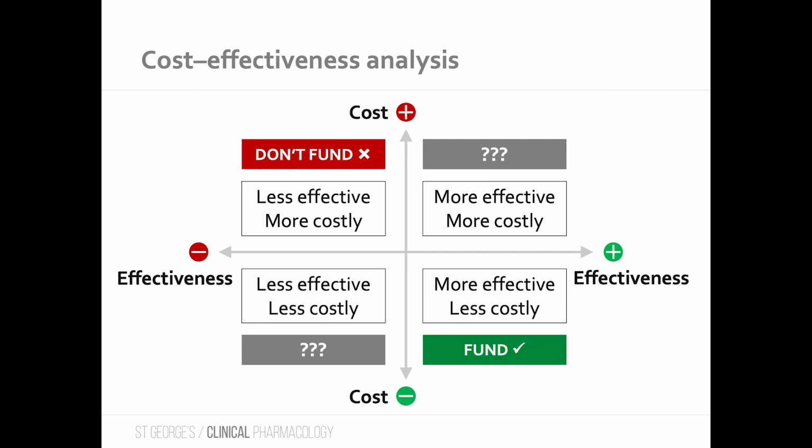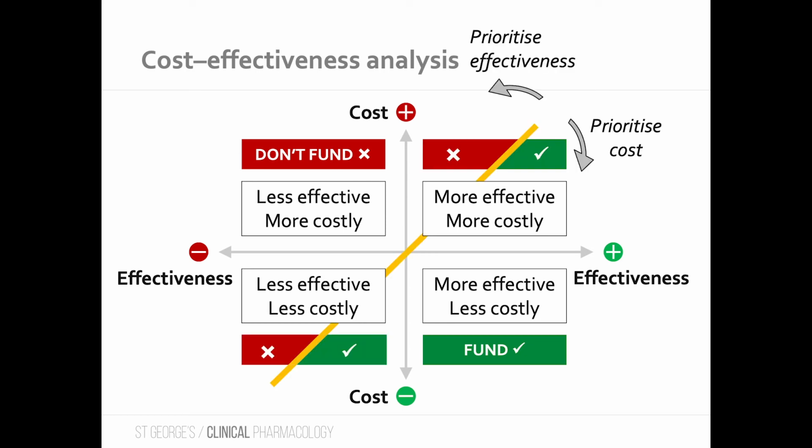I won't go over it in detail, but clearly we've got the options that are dominated or dominant, which are no-brainers. We've got the ones in the other quadrants which require some judgment, and we set a threshold that informs our ability to make that judgment, and the gradient of that threshold gives a sense of whether we are prioritising effectiveness. If it was vertical, then our decision would be made solely on the basis of effectiveness. If it was horizontal, then our decision would be made solely on the basis of cost.